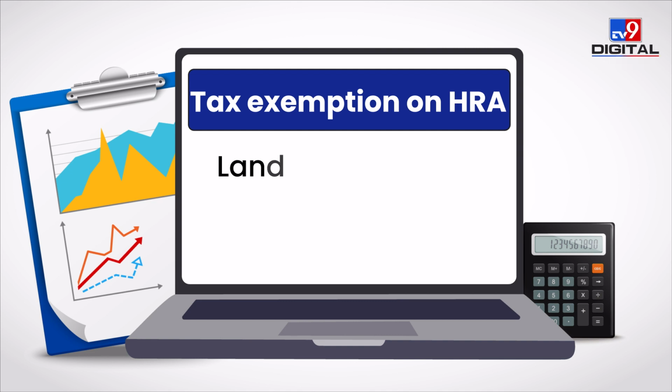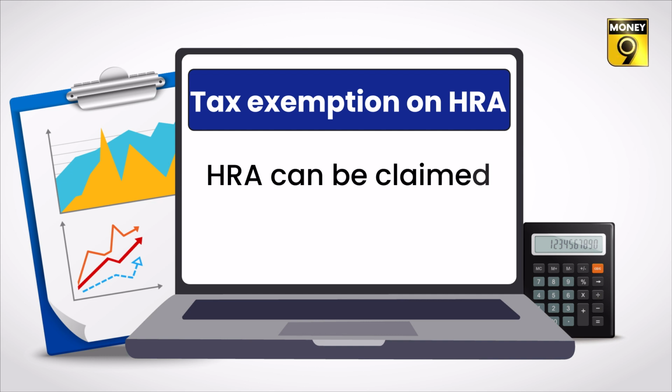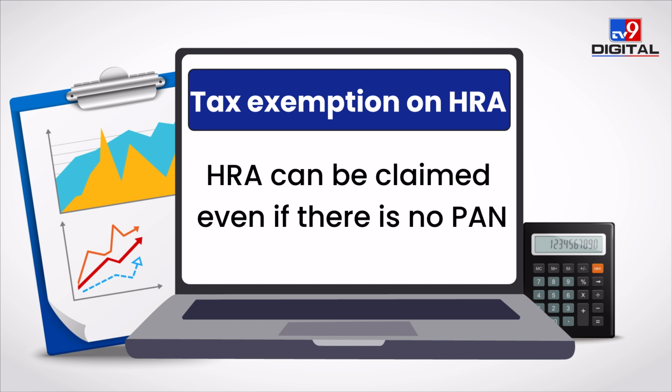If the annual rent is more than 1 lakh rupees, that is 8,333 rupees per month, then according to the Central Board of Direct Taxes, it is mandatory for the employee to give the PAN number of the landlord. Even if the landlord does not have a PAN, the employee can claim HRA. In such a situation, the employee has two options.